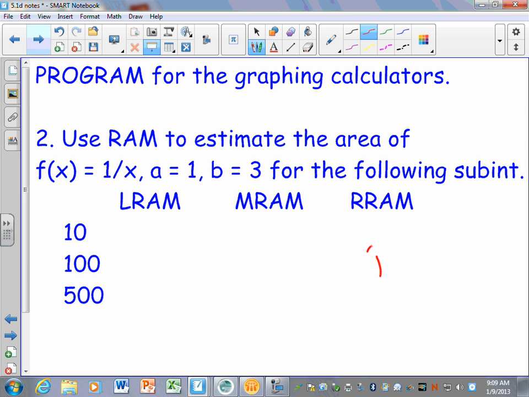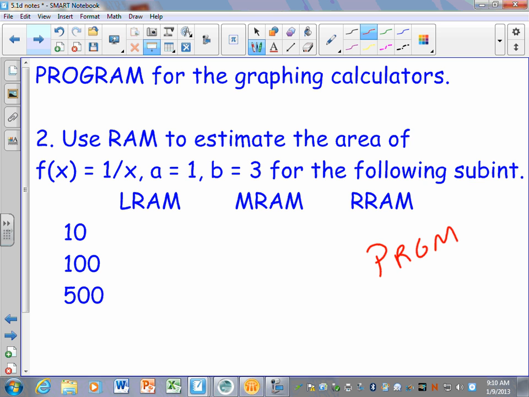So here's our important steps here. You could just write the function from 1 to 3 and then write LRAM, MRAM, RRAM, and these numbers. You really don't have to write a million words down here. But when you want to use this program, you have to hit the program button, and you should have RAM listed on there. If you have other stuff on there, that's okay. But you should have RAM.